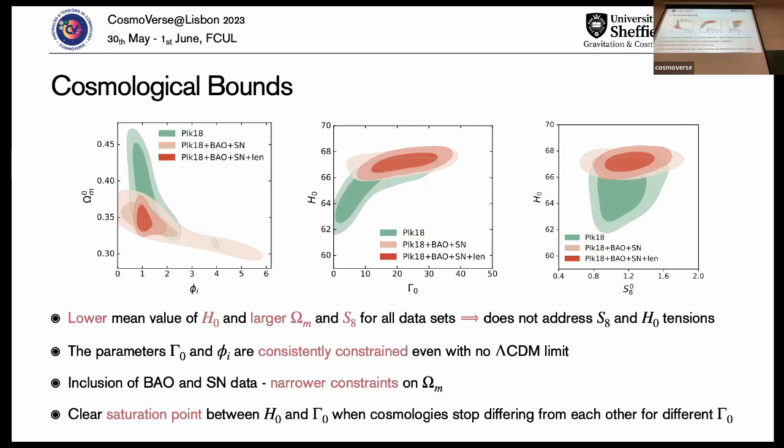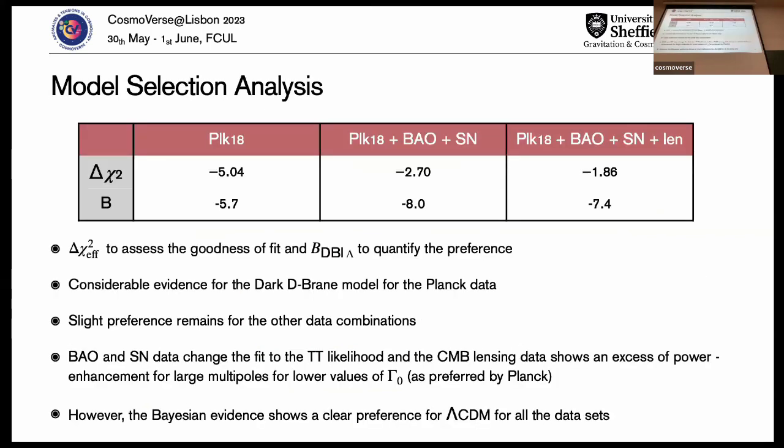And so we have this kind of curve in the contours, and we have this saturation here around 67, especially for Planck. Okay, I think that's good for the data.